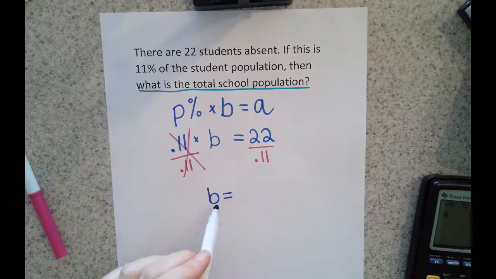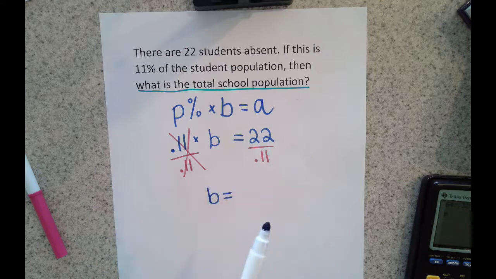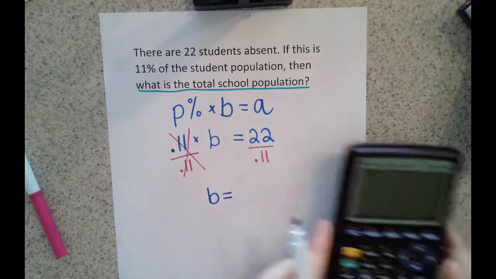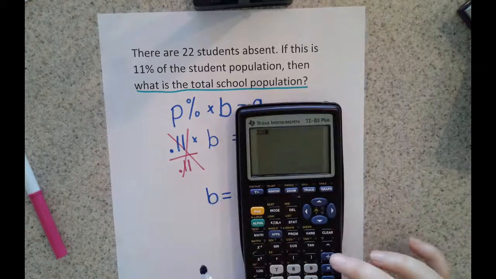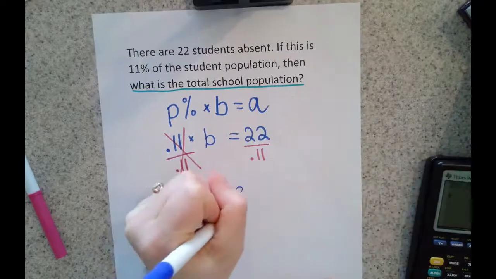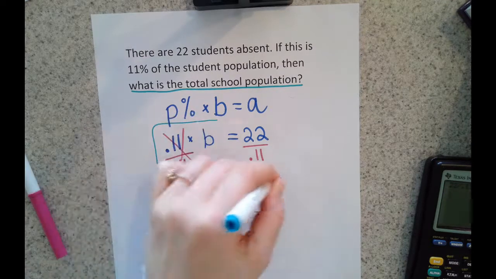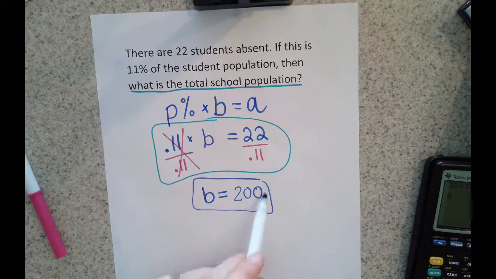Now B is by itself isolated on the left side, and if I do this division, I'll know the answer. 22 divided by 0.11 is 200. So that means there's 200 students total in the school, and 22 of them are absent. Again, on every single problem, I must see this work, but you are free to do the division work on a calculator.